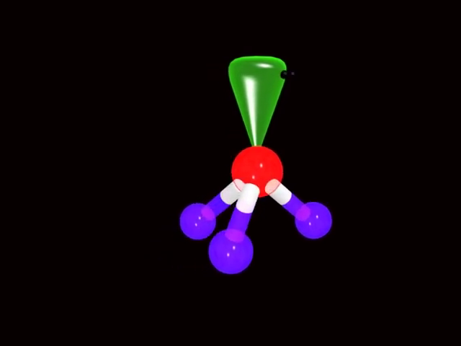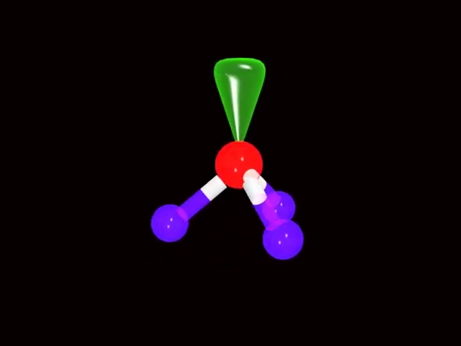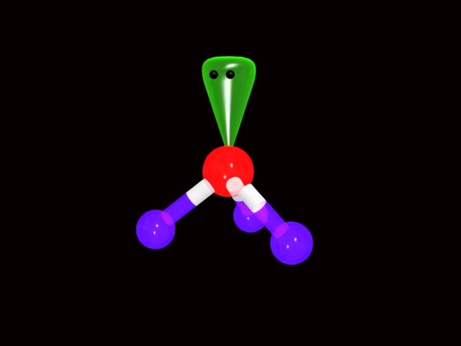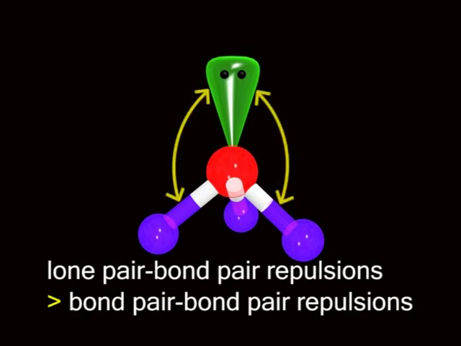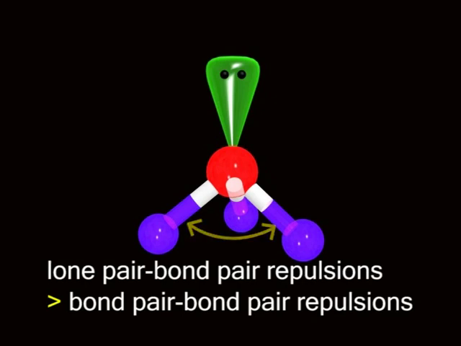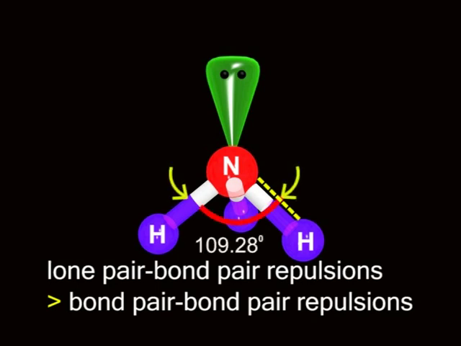In ammonia, the nitrogen atom is sp3 hybridized. Three of the 4 sp3 orbitals form 3 N-H sigma bonds, while the 4th hybrid orbital contains a lone pair of electrons. Since lone pair-bond pair repulsions are stronger, the H-N-H bond angle decreases from 109 degree 28 minutes to 107 degree 8 minutes.